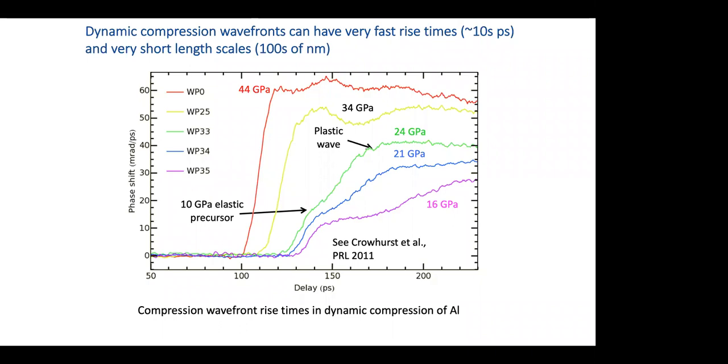So the quasi-equilibrium yield strength of aluminum is closer to 100 megapascal, so about 100 times smaller than this elastic precursor that we measure on very short time scales. And so the point there is that we really are looking at extreme non-equilibrium intermediate states that can happen within shocks.